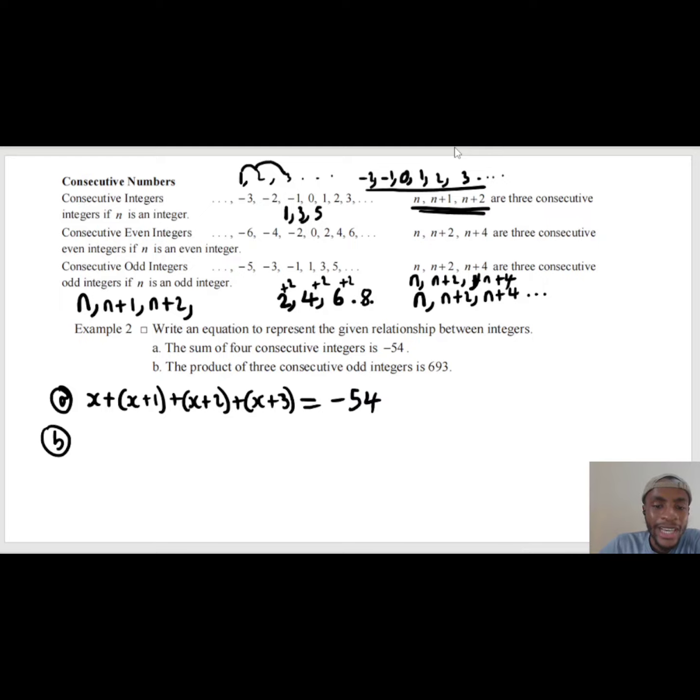B. The product of 3 consecutive odd numbers is 693. So let's go. If the first one is x times, the second one has to be what? X plus 2 times, the third one has to be what? X plus 4 equals to what? 693. So that's the product of 3 consecutive odd integers. So let's move on.